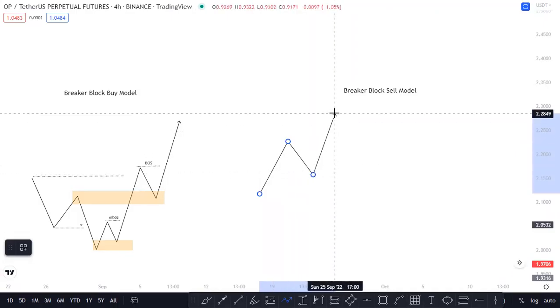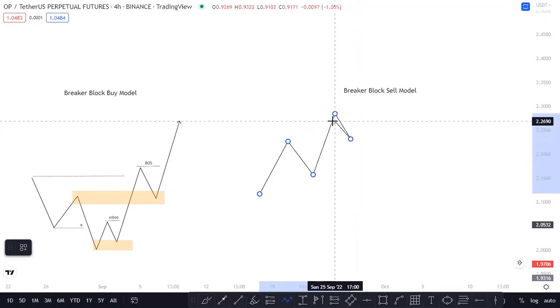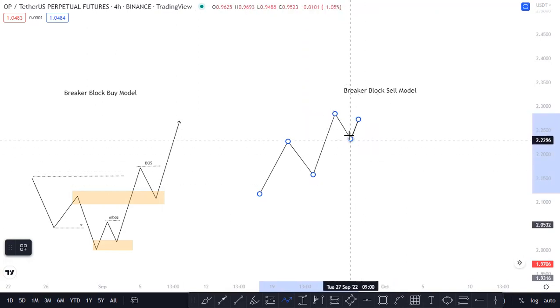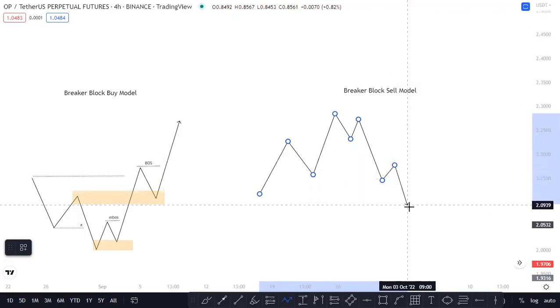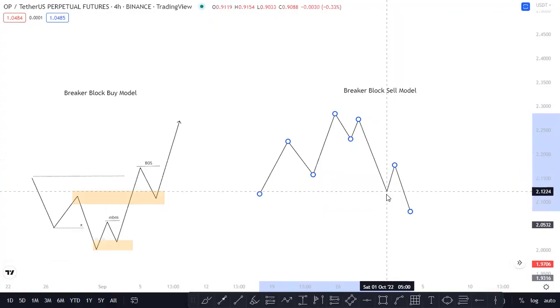For a sell model, you have price clearing liquidity by taking out this high, right? And then a valid supply zone will be here, and price will take onto that supply zone, clear this low, and then retest this same zone before selling to the downside, right?